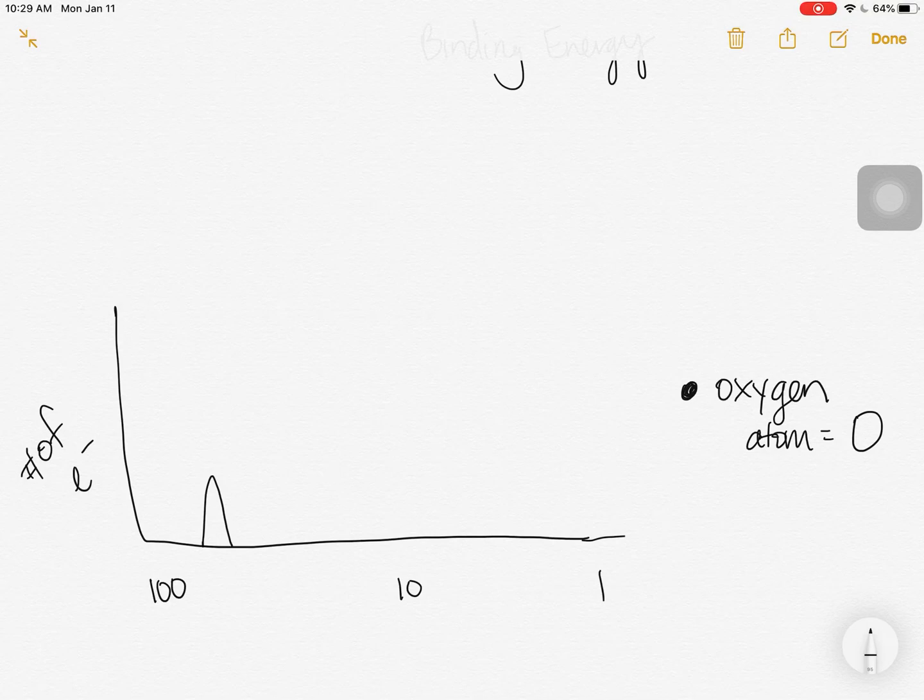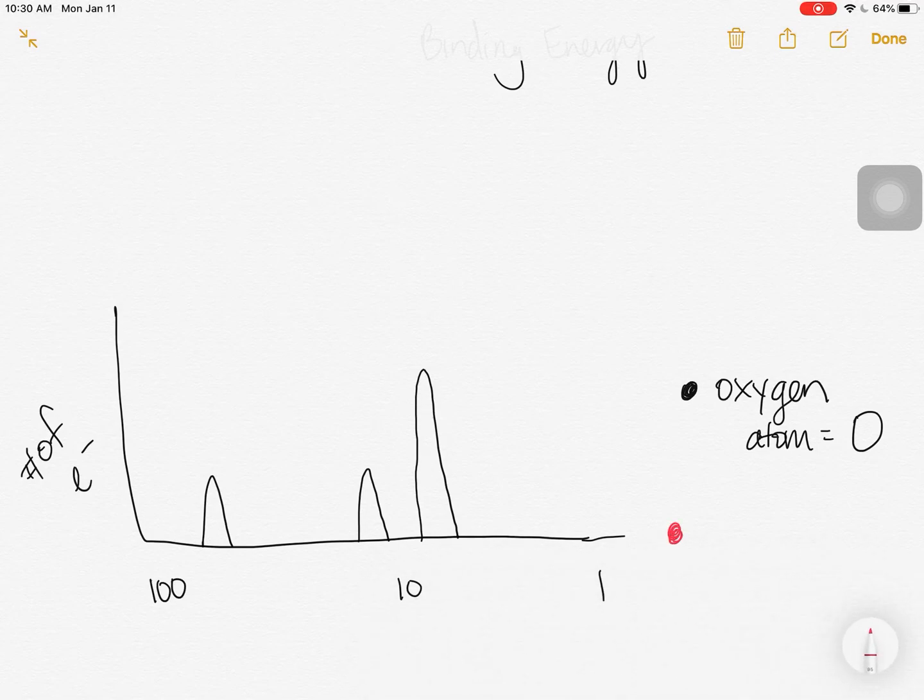That's the 1s2. And then skipping a pretty decent amount of energy, this would be the 2s2. And then oxygen is 2p4. So a column that's about double. And that would be oxygen's PES spectrum.